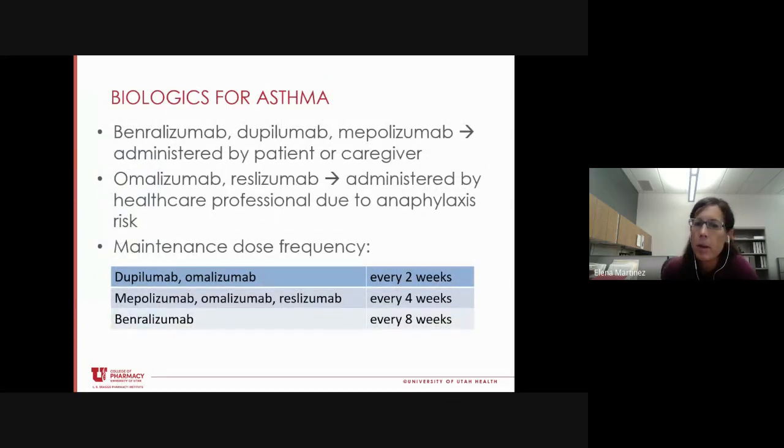Benralizumab, dupilumab, and mepolizumab may be self-administered, while omalizumab and reslizumab should be administered by a healthcare professional due to the risk of anaphylaxis. Maintenance dose frequency is every 2 weeks with dupilumab and omalizumab, every 4 weeks with mepolizumab, omalizumab, and reslizumab, or every 8 weeks with benralizumab.